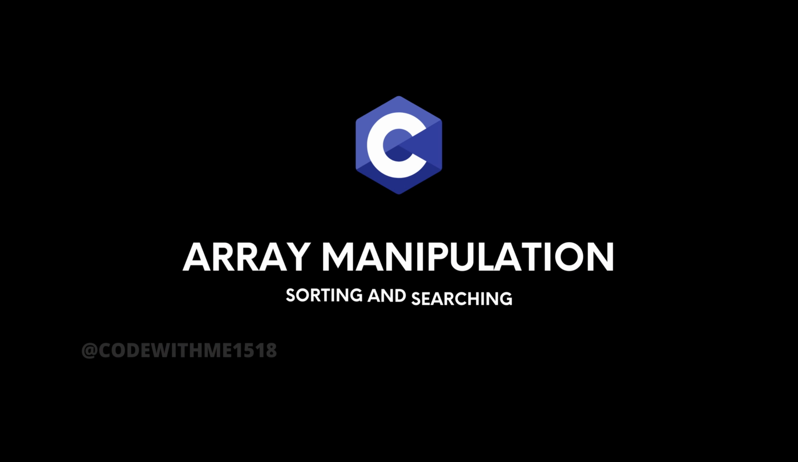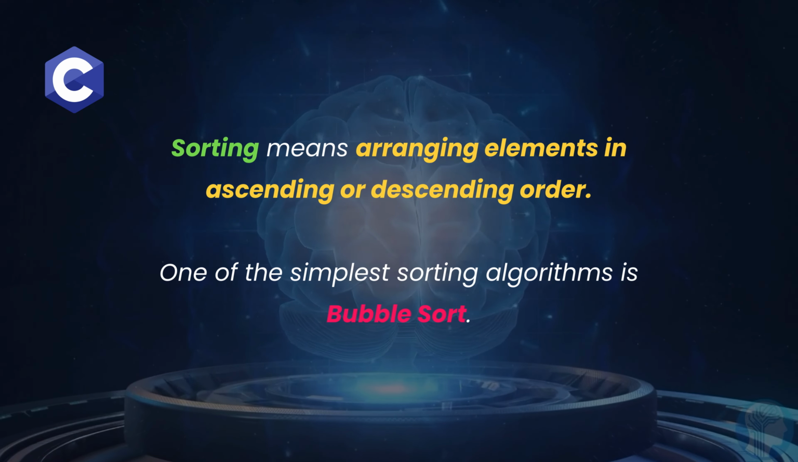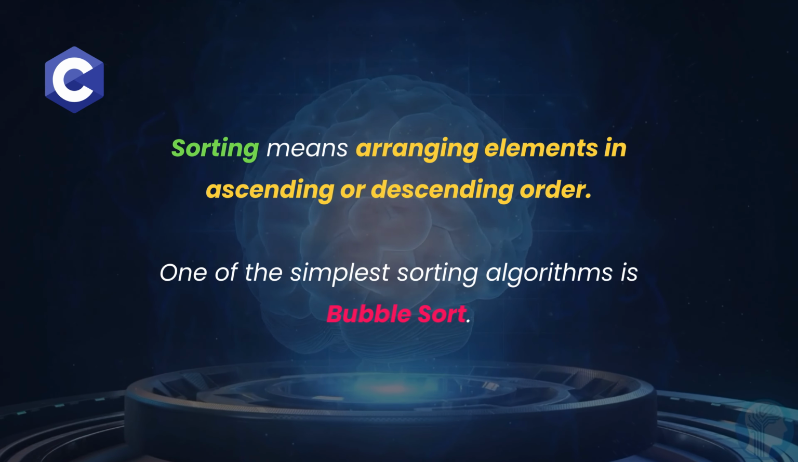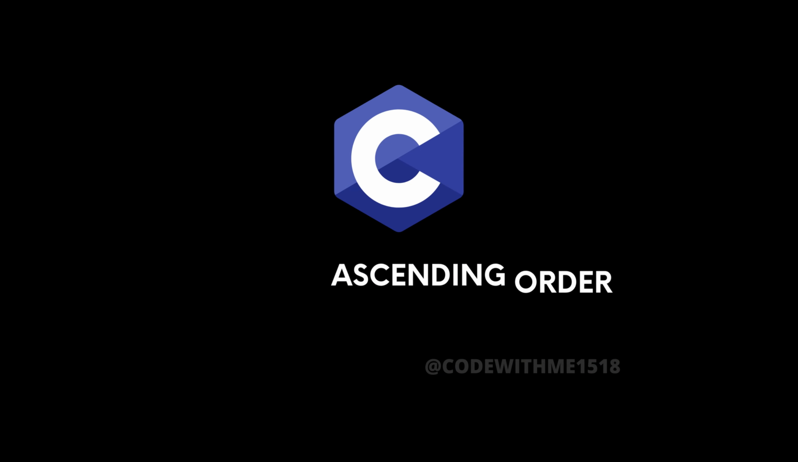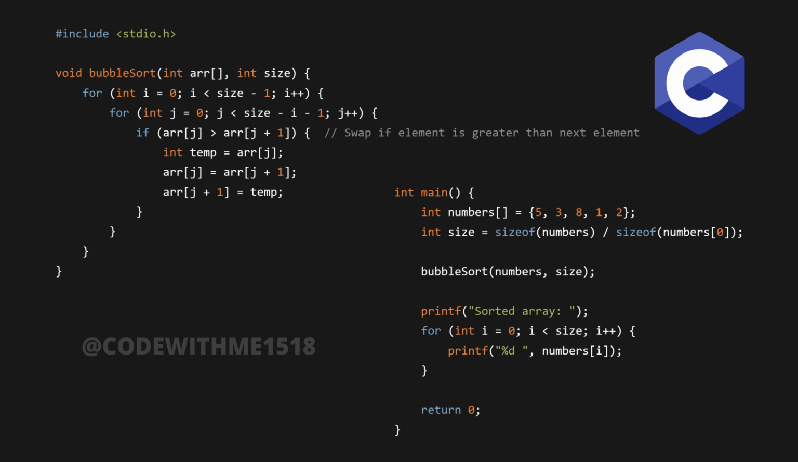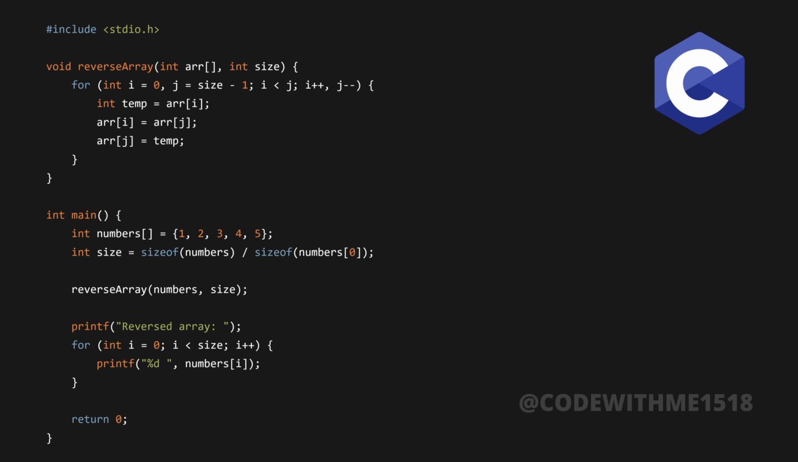Array manipulation. Sorting and searching. Sorting means arranging elements in ascending or descending order. One of the simplest sorting algorithms is bubble sort. Let's sort an array in ascending order. Real-life example. Reversing an array. Let's write a program to reverse an array of numbers.